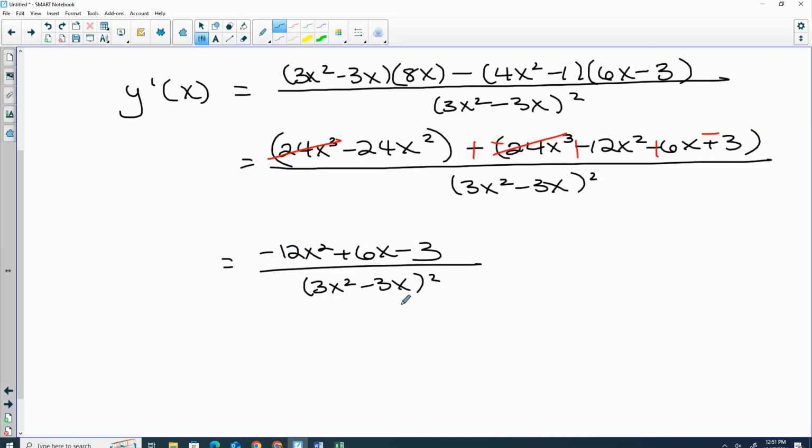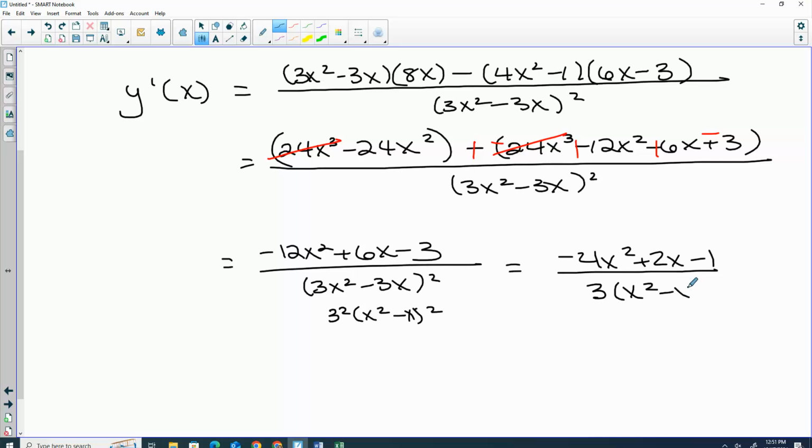Take a 3 on the bottom. If you take out a 3, it's really coming out as a 3 squared, because it's in this parenthesis. So when I divide everything by 3, it leaves a 3 times the x squared minus x squared.